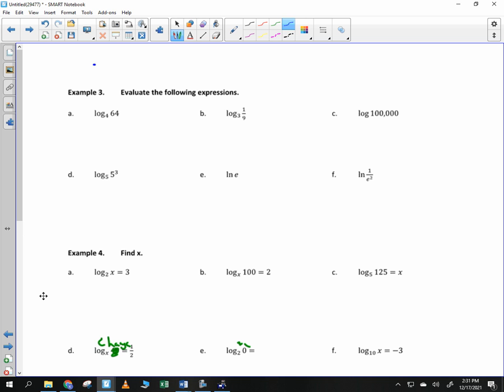Now we want to be able to evaluate some logarithms. This says the log base 4 of 64. So I'm going to put it equal to x. What I'm trying to answer is 4 to what power is 64? 4 squared is 16, times 4 more is 64. So it's third power. And you could try that on your calculator until you're able to figure it out.